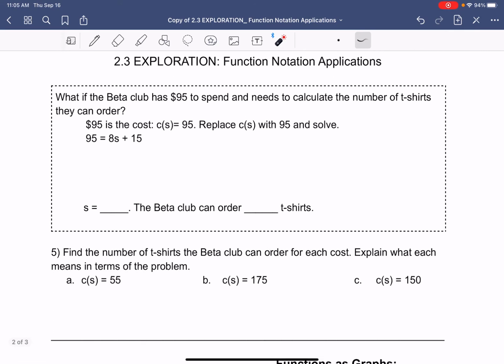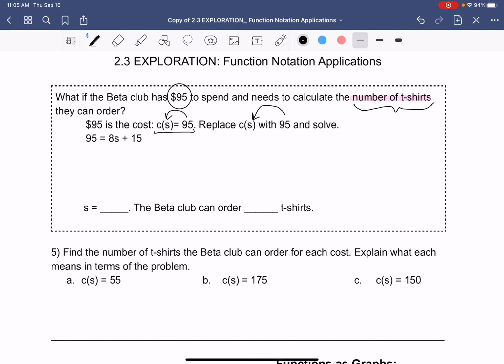All right, so now we have, what if the Beta Club has $95 to spend and needs to calculate the number of shirts we need? So now we want to go backwards. We are given how much it costs, and we want to find the number of T-shirts, so we want to know how many shirts we can order. If 95 is the cost, meaning the cost of shirts equals 95, we replace the cost of shirts with 95.